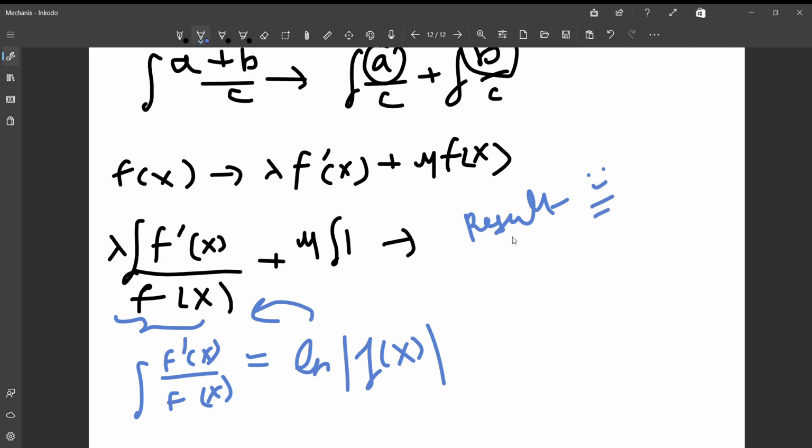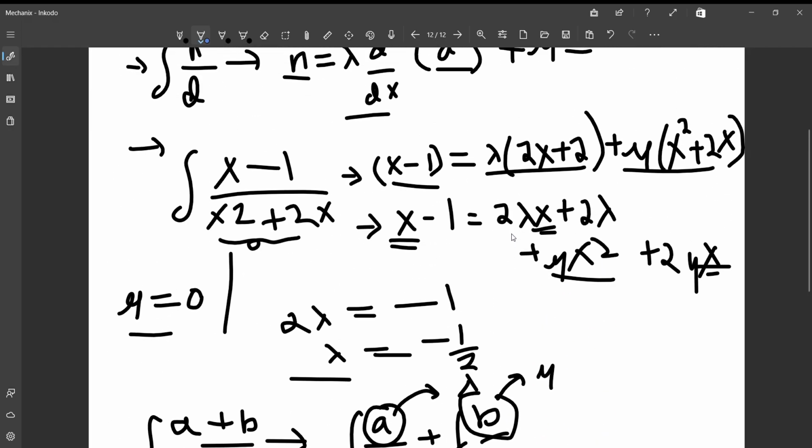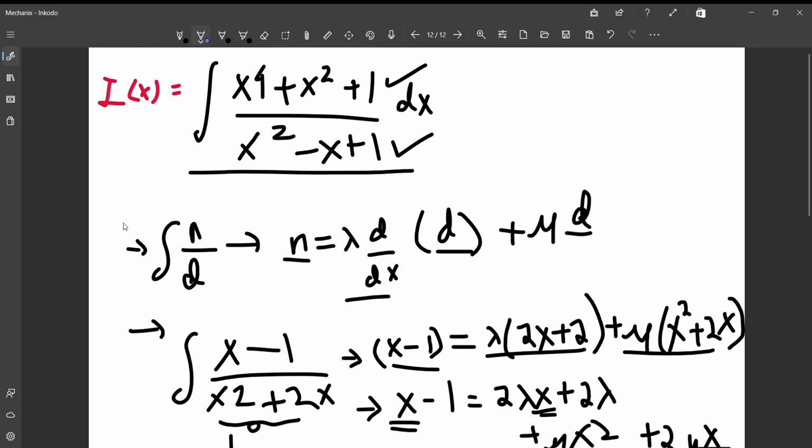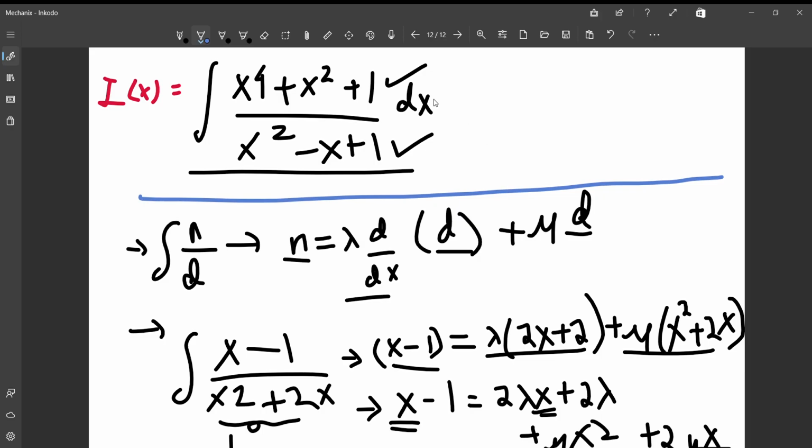So why did I say this? Because the same application will be used for the next problem that we're about to solve. In this problem, we solved it by another method, that is the division theorem we've learned since quite a long time.